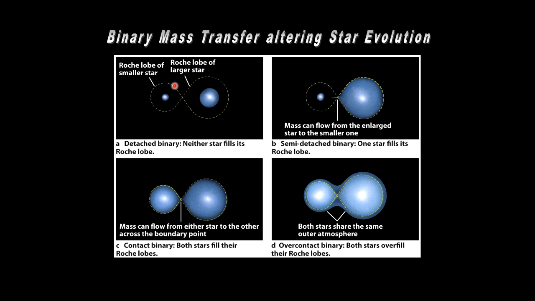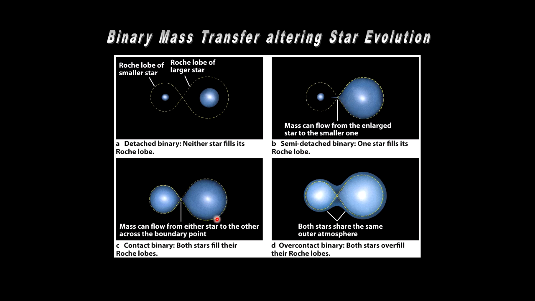So here we have a small star and the larger star. This is a detached binary. These stars are not in contact with each other, but this still defines the mathematical region of their gravitational control. Semi-detached binary over here, this star has blown up and filled its Roche lobes, and now some of its matter can transfer over to the smaller one.